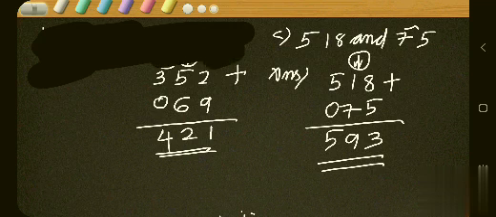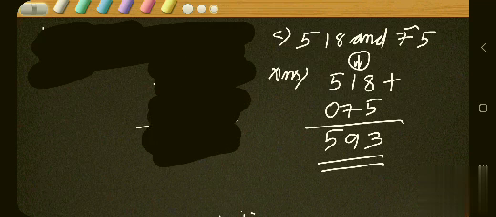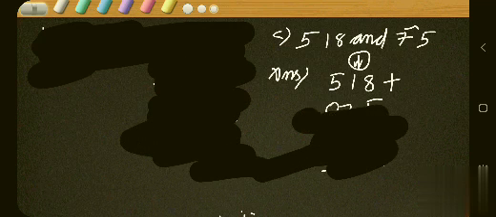Next, D. Write down D. Question number D. 19 and 658. So, how to do this? First number is 19 plus 658.